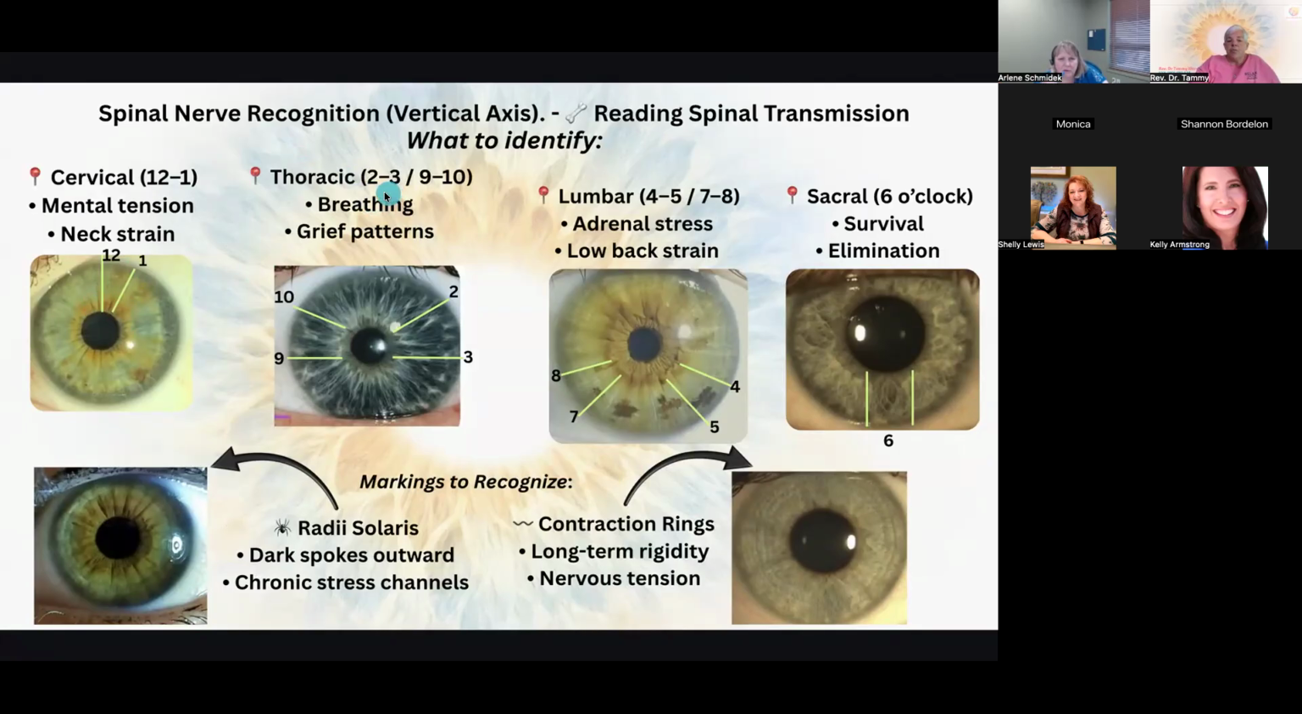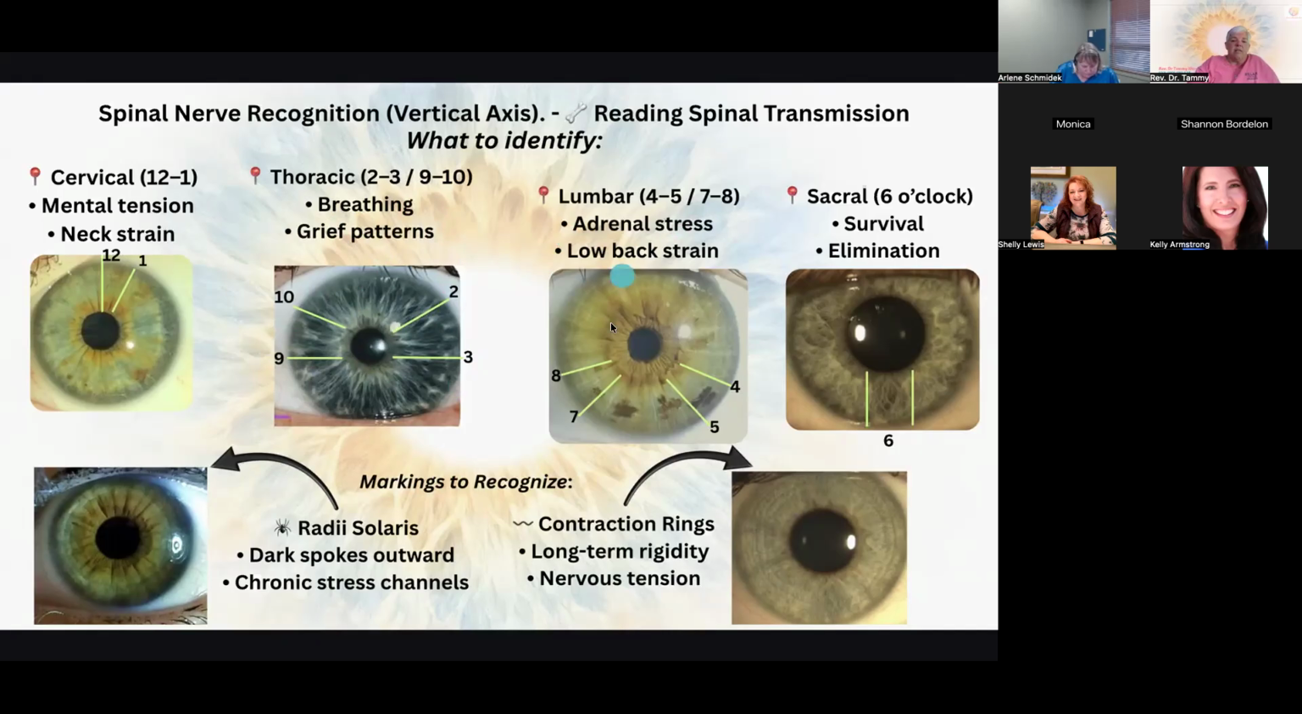Thoracic, from 2 to 3 o'clock to 9 and 10 o'clock. So your lungs are going to be in this area, depending on what eye this is. It could be on this side or it could be on this side. The ribs, the breast area, all of that depends on what eye we're looking at. So it's affecting their breathing, grief patterns. These are things that you're going to see. This person, I imagine, has got a lot of grief hanging on.